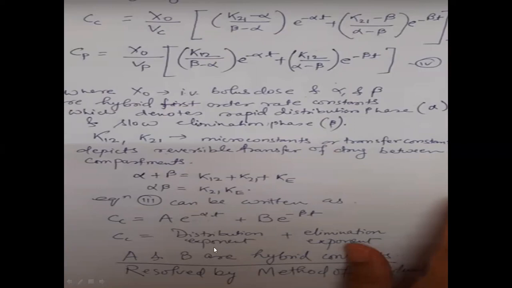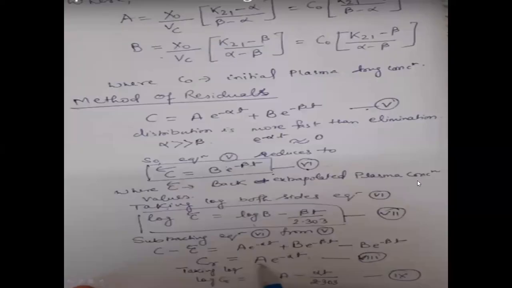So when you take it in exponential form, it becomes A into e power minus alpha t plus B into e power minus beta t. That is nothing but the distribution exponent, A into e power minus alpha t, plus the elimination exponent, B into e power minus beta t. Here always remember alpha and beta are hybrid constants. And this equation can be solved using the method of residuals, as we have done in the one compartment open model. Here C is equal to A into e power minus alpha t plus B into e power minus beta t.